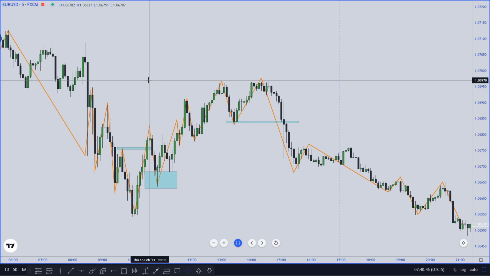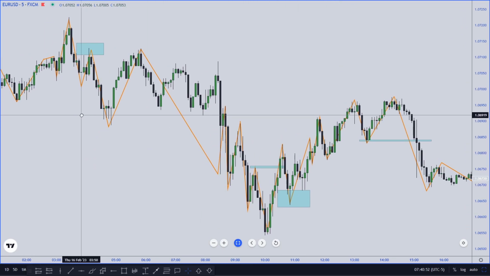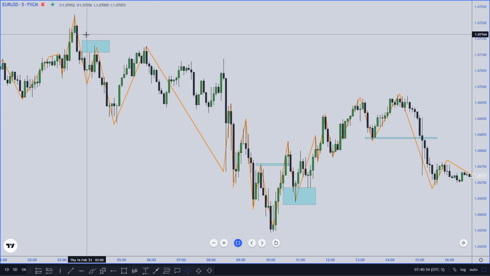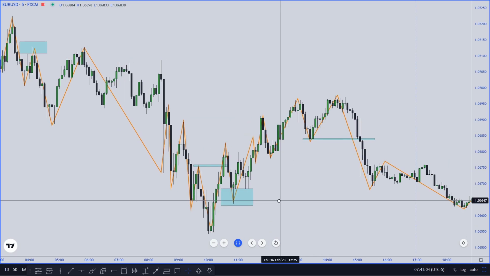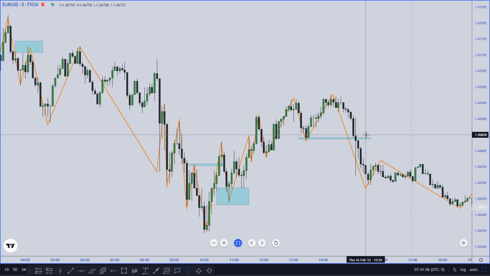So there we go. These are the key components of market structure shift. So this is a market structure shift number 1 up here. Our second market structure shift was here, with potential entry here. Third market structure shift here. Didn't really pull back much, so this wouldn't really be an entry for me based on my criteria.